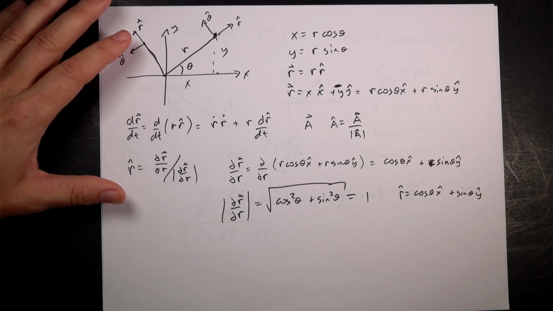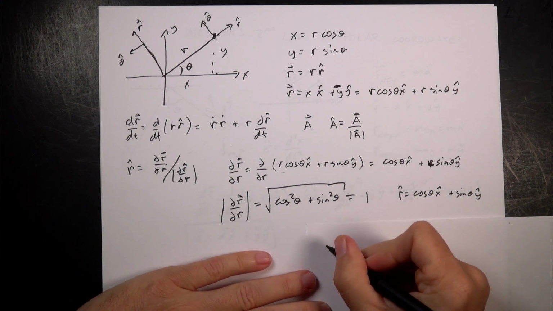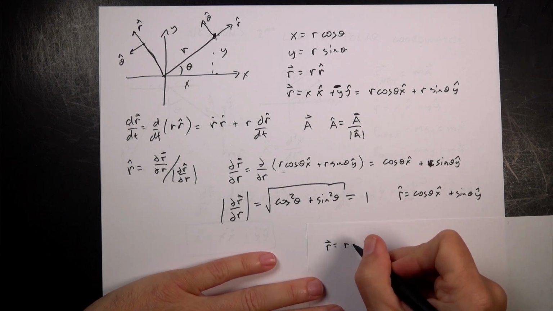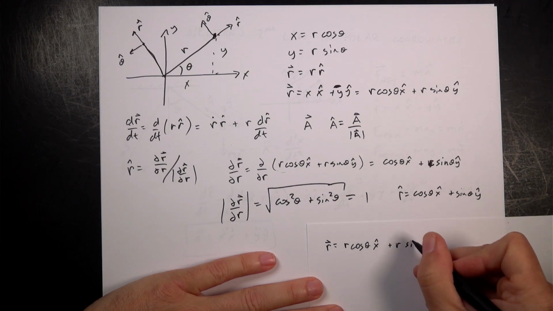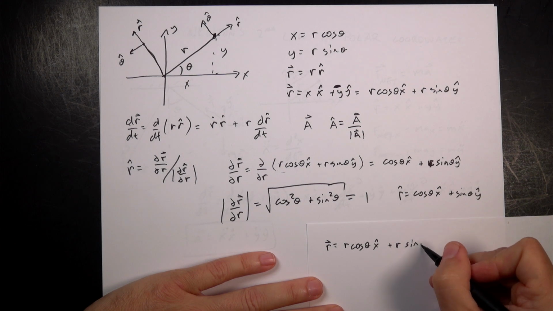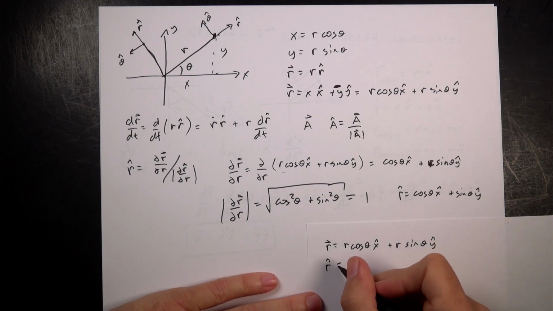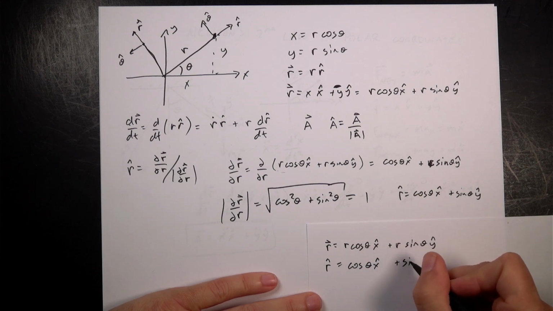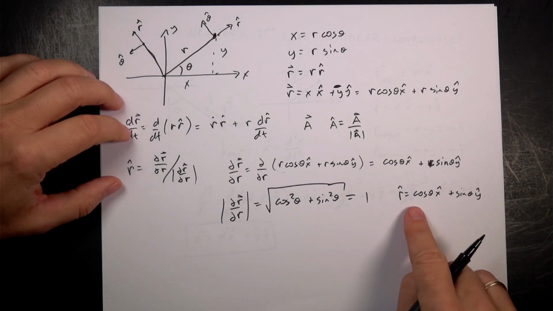Now we're going to use this. I'm going to have my little sheet of stuff that we're going to reuse. I'm going to put that here. I'm going to put r equals r cosine theta x hat plus r sine theta y hat. r hat is cosine theta x hat plus sine theta y hat. Okay. So now I have r hat.